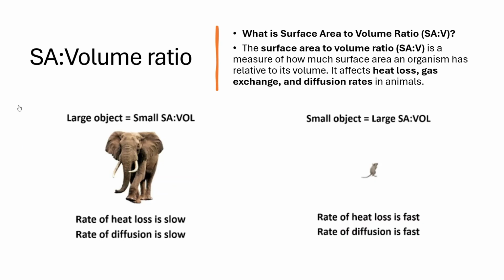You'd be expected to know about surface area to volume ratio, and it's a measure of how much surface area an organism has relative to its volume. So this affects heat loss, gas exchange and diffusion rates in animals.